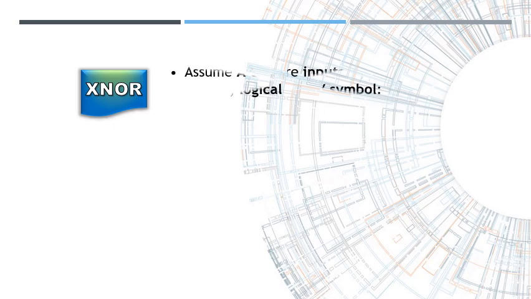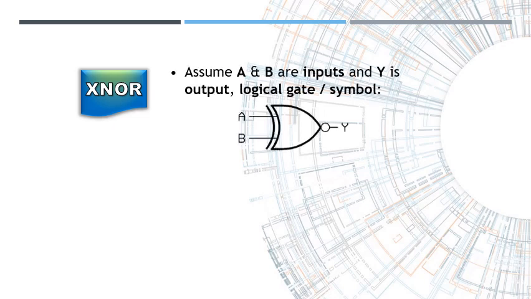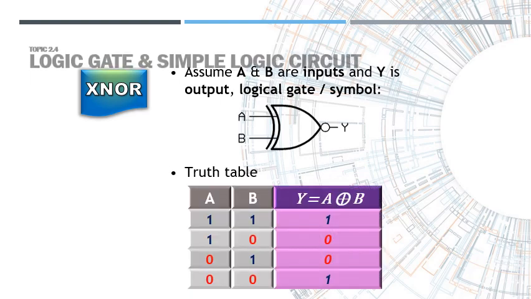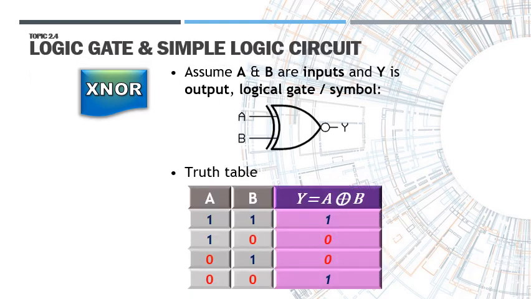Assume A and B are inputs and Y is output. Alright, the truth table. If they are the same input, they will be 1. If they are different, they will be 0. So this one, if the input is 0, 1, different, will be 0. This one is the same, so the output will be 1.